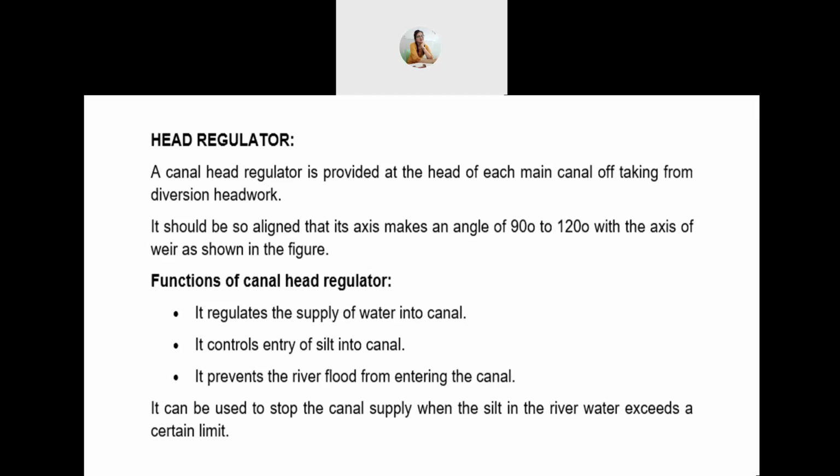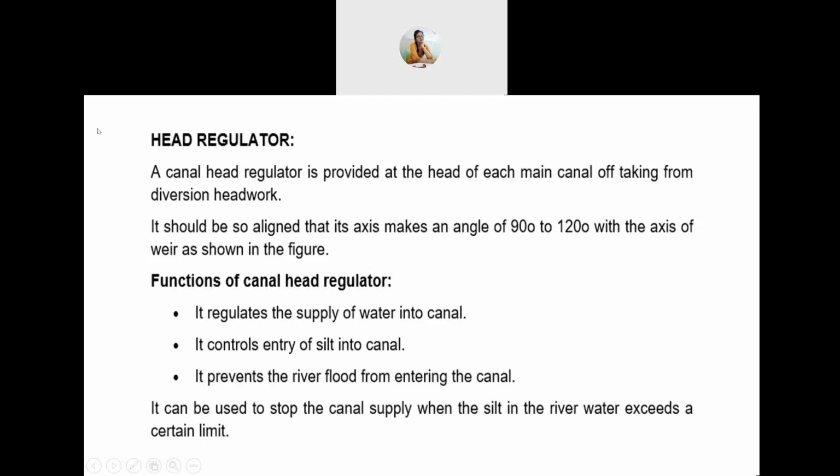Next, head regulator. A canal head regulator is provided at the head of each main canal taking off from a diversion headworks. It should be so aligned that its axis makes an angle of 90 degree to 120 degree with the axis of weir as shown.